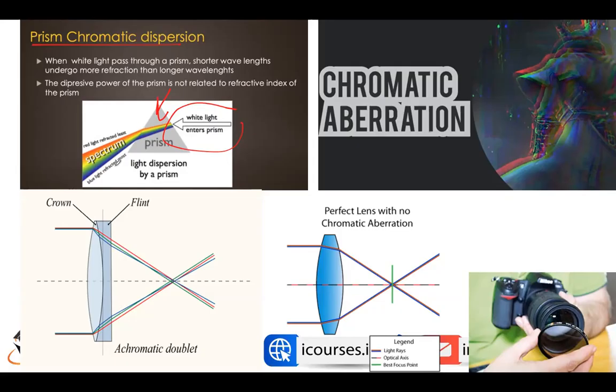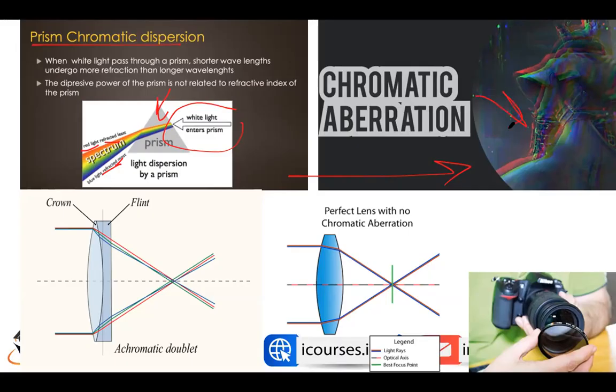So the blue light will refract the most because it has the shorter wavelength, while the red color will refract the least because it has the longest wavelength. This will result in the image having different colors: a blue color, a green color, a red color. This is what is meant by chromatic aberration.